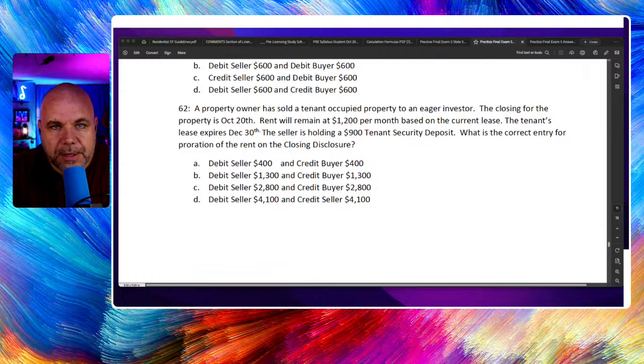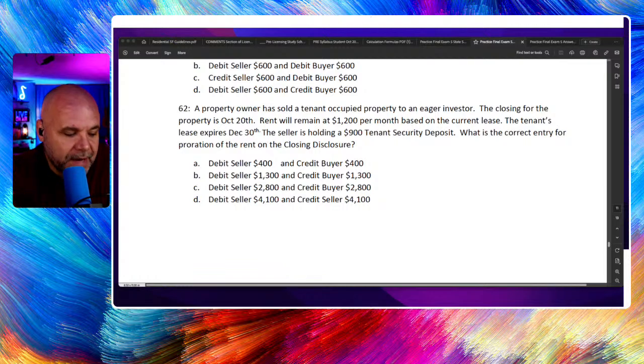The seller has already collected the whole month's rent. They've collected the $1,200 on the 1st of October. And now they're not going to be the owner between the 21st and the 30th. In our case, for pre-licensing, we consider it 30 days, right? So the seller's portion that they are entitled to is for day 1 through 20 because they also get to have the rent for the day of closing. Seller gets day of closing, right?